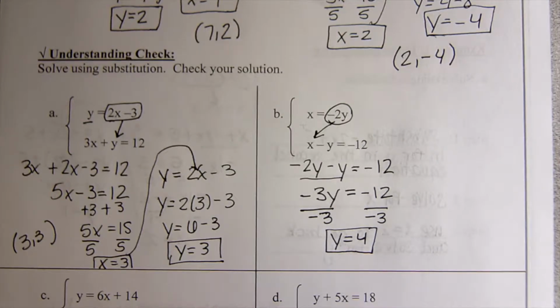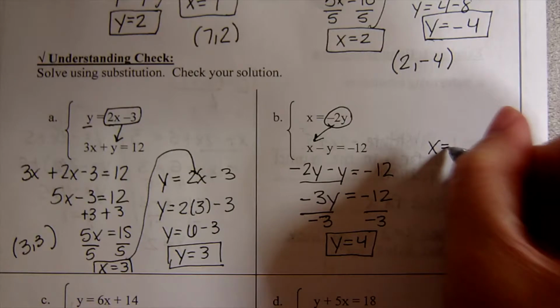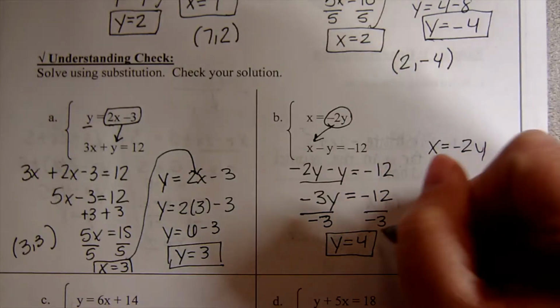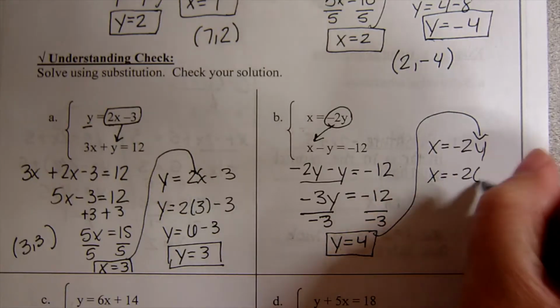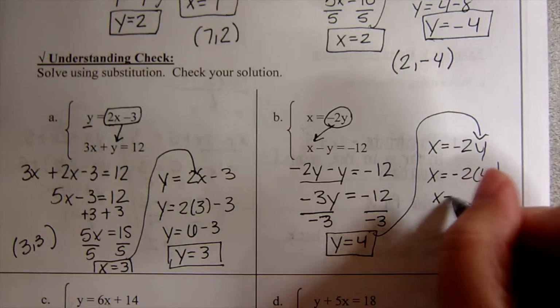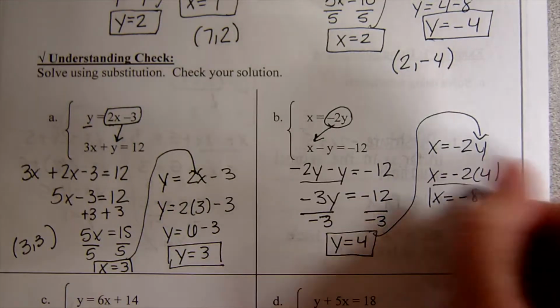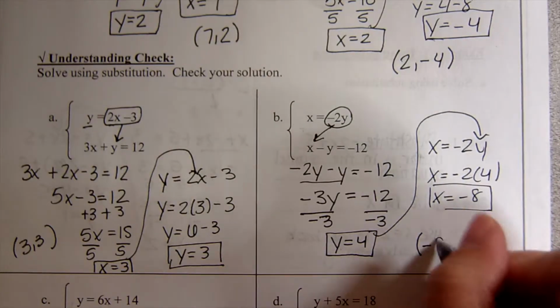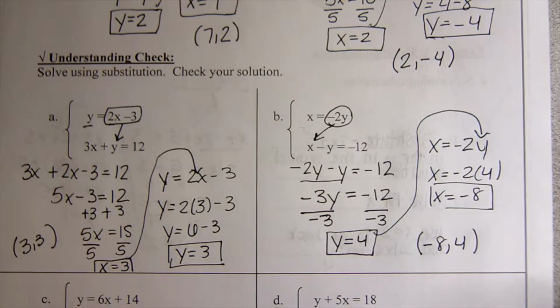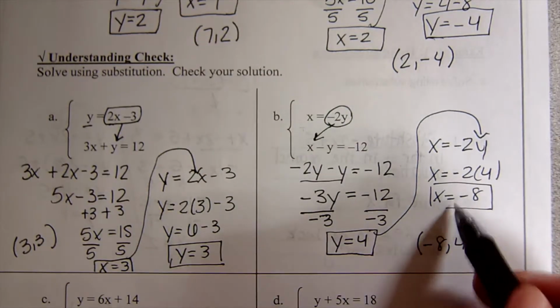Okay, so we plug this back in. So x equals negative 2y. Plug 4 in for y. X equals negative 2 times 4, which is negative 8. So what is my solution? Negative 8, 4. X, then y.